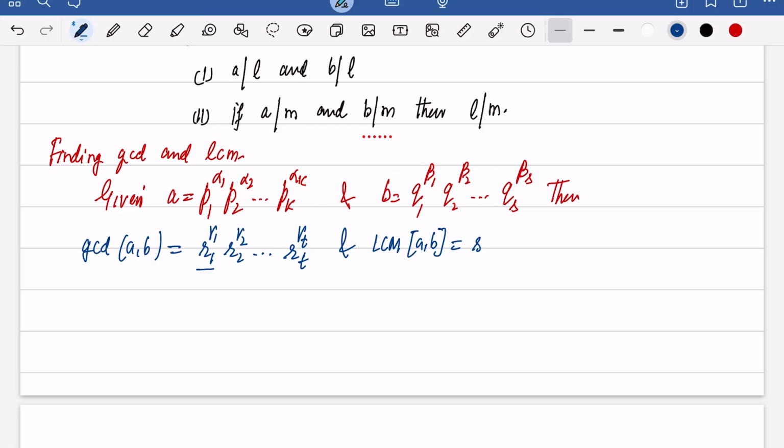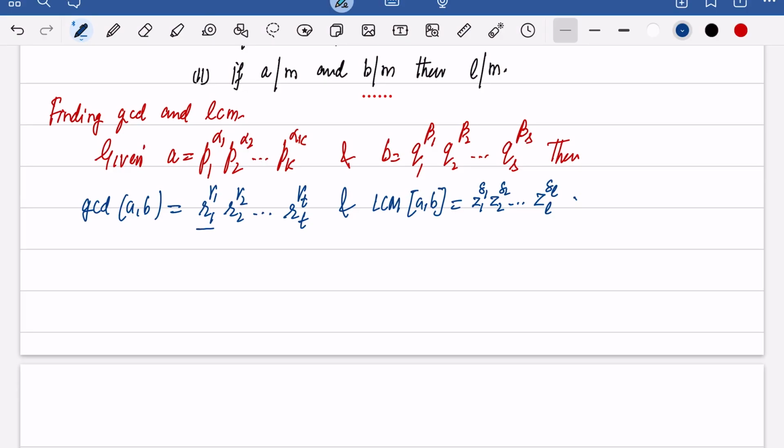Let's call them Z1, Z2, and so on up to ZL. So let Z1, Z2, up to ZL be the list of all prime numbers that appear in A or B. Now, if Zi appears in both of them, then we have to pick the larger power. Or if Zi appears only in one of A or B, then we have to pick up that power. Let's call these powers delta 1, delta 2, up to delta L. So this is the product that gives us the LCM of the two numbers A and B.